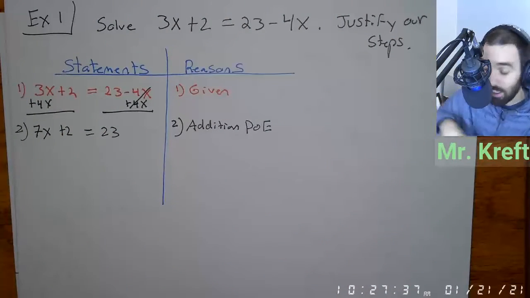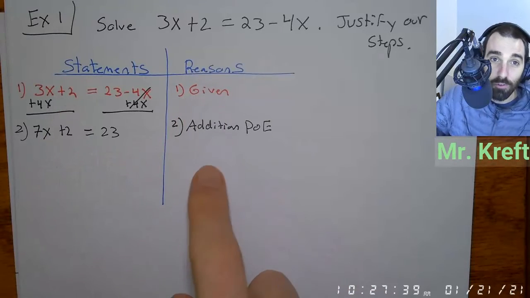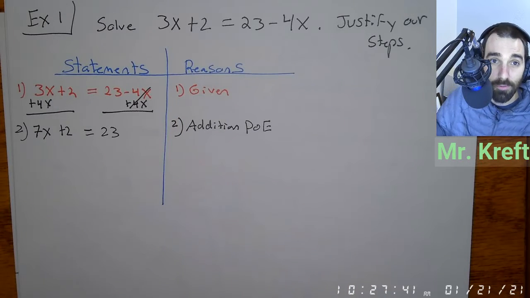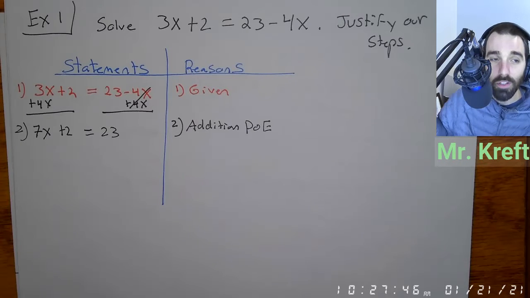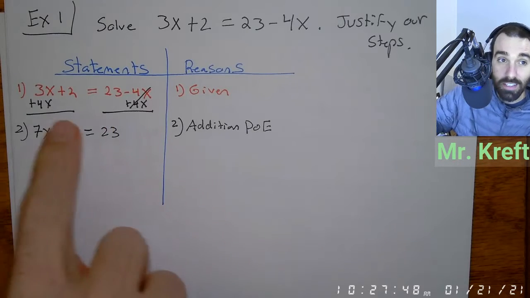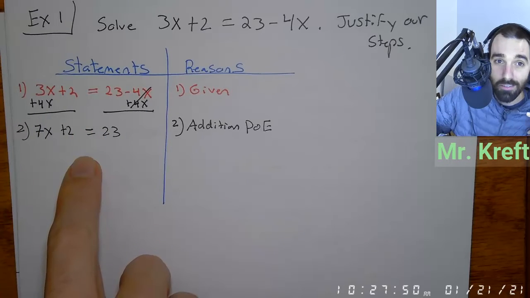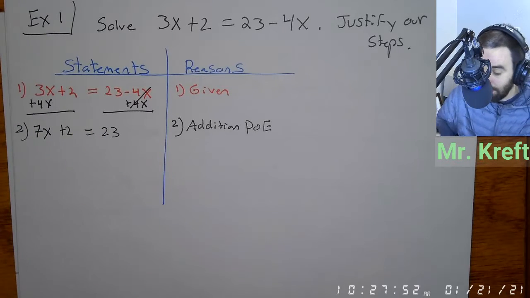How are we doing with that, guys? Do you see how we're solving it, but we're justifying our steps? That's all a proof is. A proof is saying, what deductive rule did I use? And this is a deductive rule, so this has to be correct.